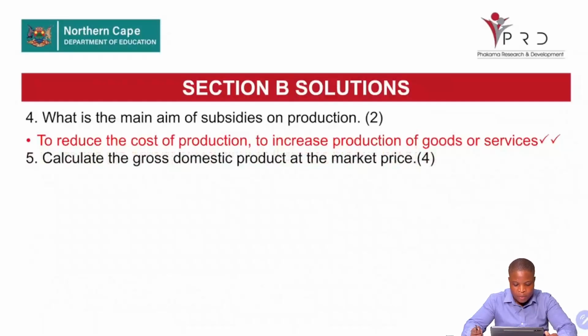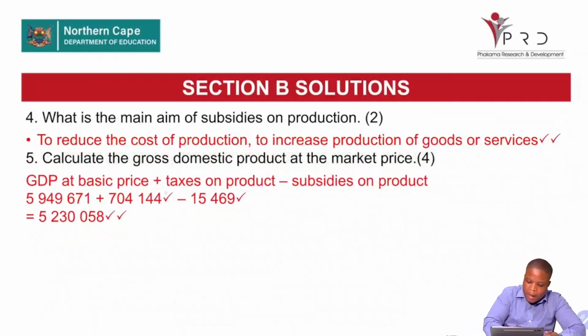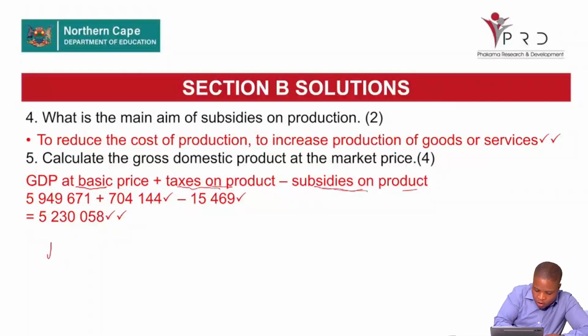Calculate the GDP at market price. So to calculate GDP at market price, you take GDP at basic price, you plus taxes on product, you minus subsidies. We always plus a tax on a product because taxes increase the price that you are going to pay in the shop, and subsidies decrease that money. Subsidies reduce the price of a product, taxes increase the price of a product. So to move from GDP at basic price, you plus taxes on product, you minus subsidies on product.